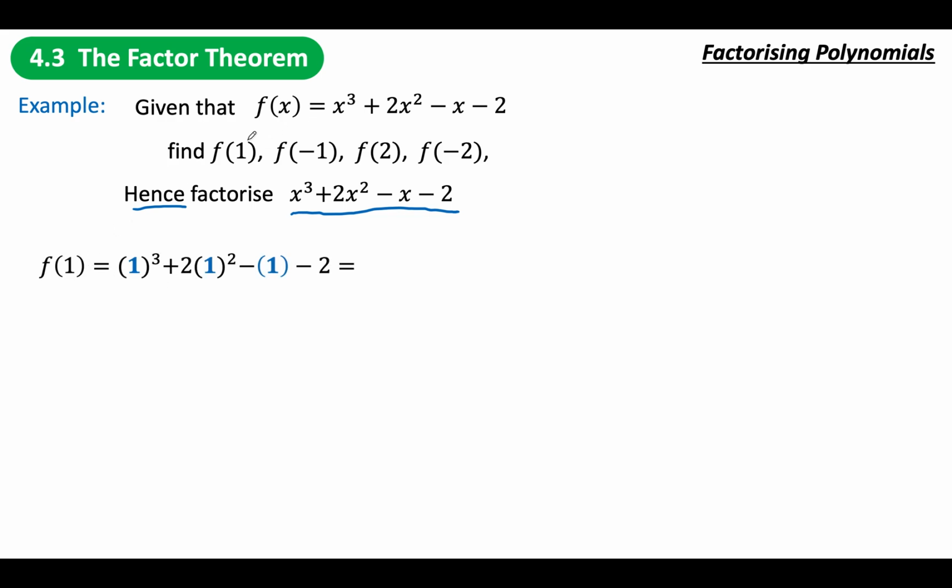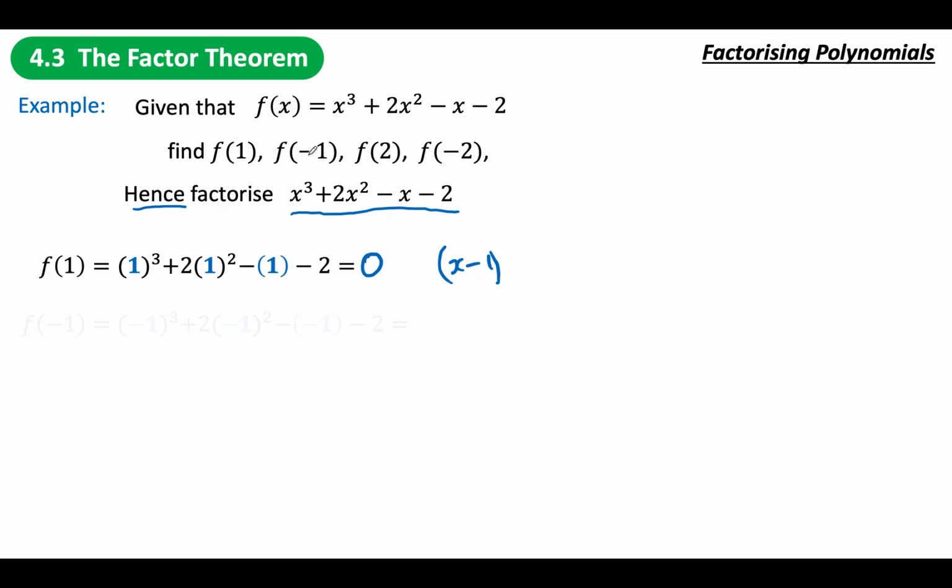So f of 1, first of all, we're swapping x for 1, so it's 1 cubed plus 2 lots of 1 squared minus 1 minus 2. Well, 1 cubed is 1. 1 squared is 1 as well. So that's 1 plus 2, which is 3. Take away 1 is 2. Take away 2 is 0. This means that a factor of my polynomial at the top there will be x minus 1, because when we put 1 into it, it equals 0, using the factor theorem.